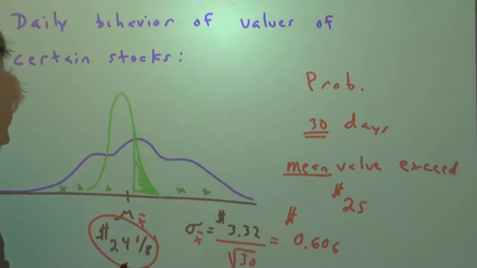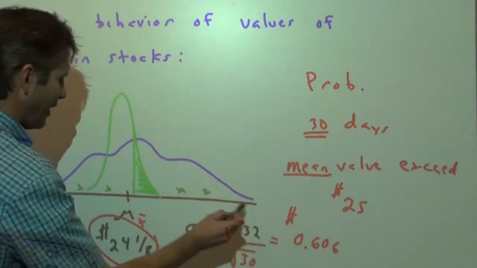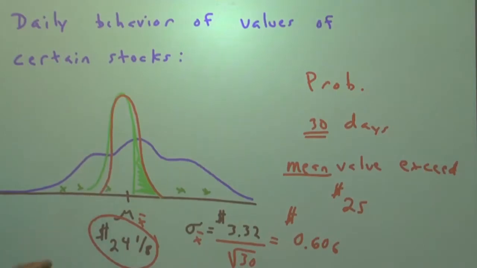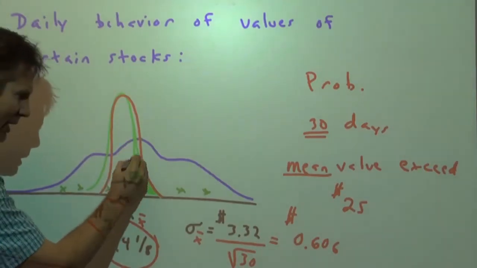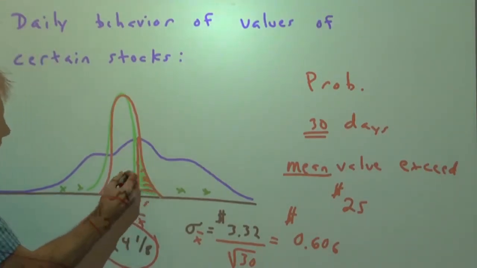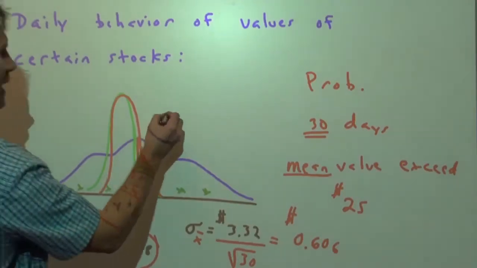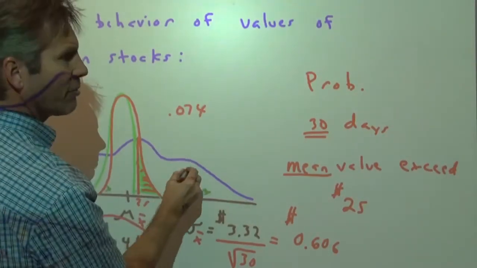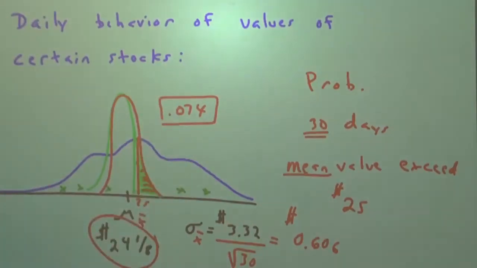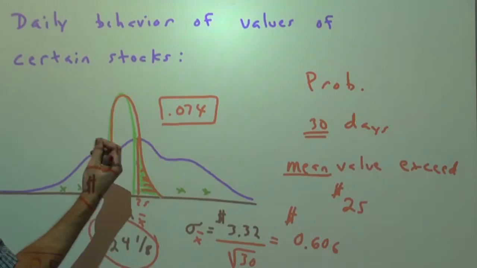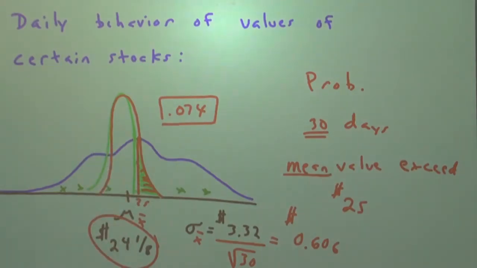So what do we do now? We use this mean and that standard deviation in this sampling distribution, and we say what's the probability of exceeding $25. So again, normal CDF, type in 25 and a big number with that mean and that standard deviation, and you would get 0.074. So about 7.5% of the time, when you take 30 days at random from this population, you would expect a mean value for the stock to be $25 or more.